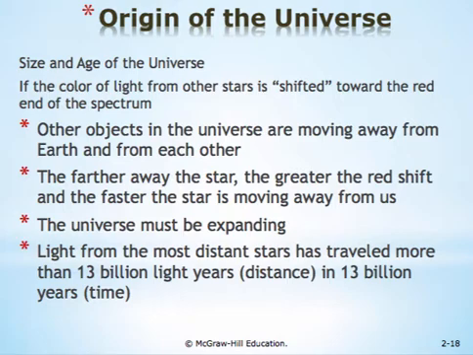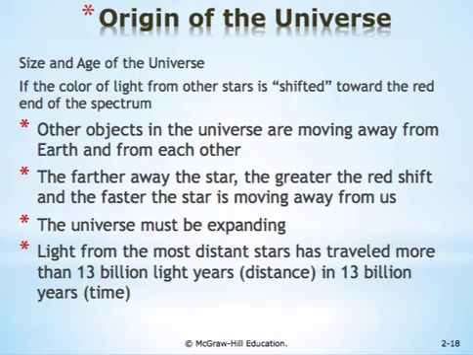If the color of light from other stars is shifted toward the red end of the spectrum, then other objects in the universe are moving away from Earth and from each other. If they're going the other direction, it will be a different color. The farther away the star, the greater the redshift and the faster the star is moving away from us. Therefore, the universe must be expanding.